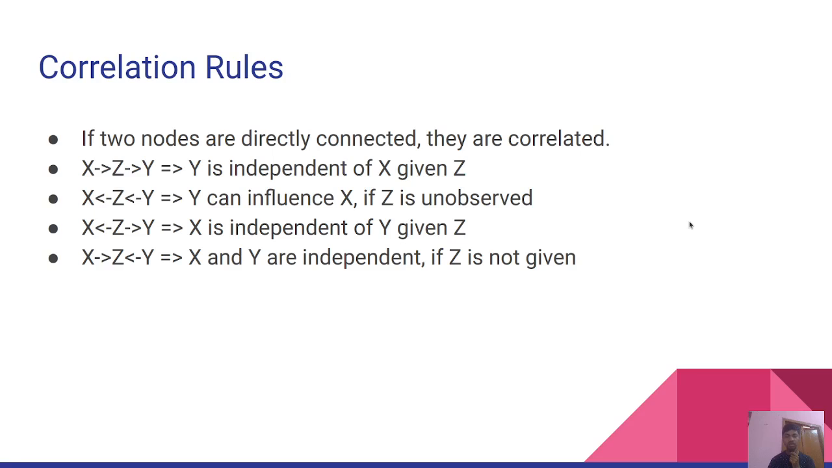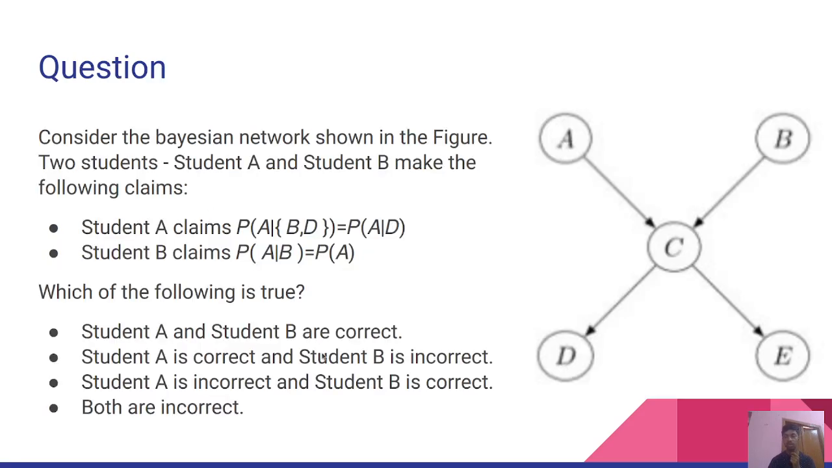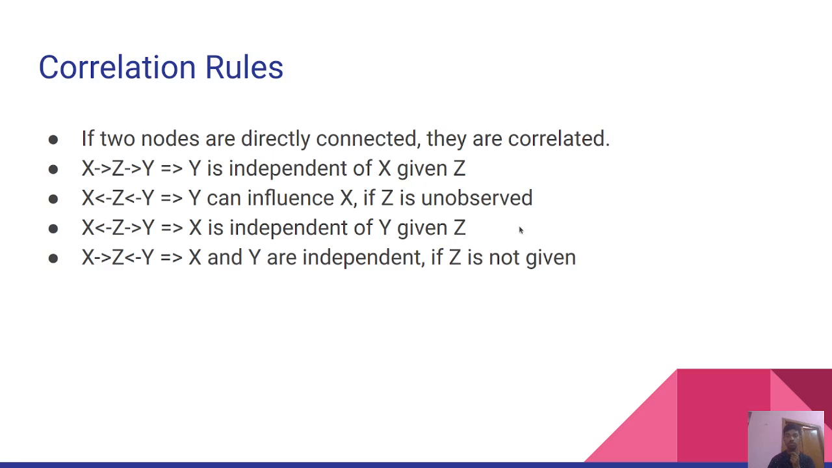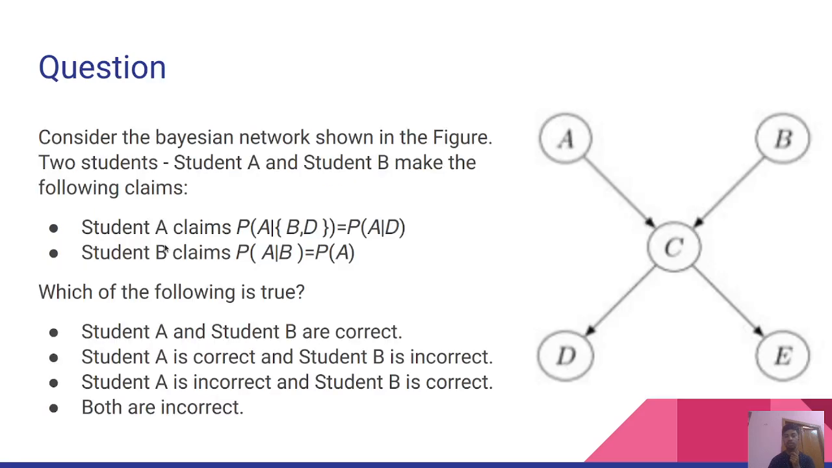Similarly, there is another rule, just in the opposite direction. Suppose there is an arrow from there to there. Again, in the same case, if this is known, then these two are independent. So these are the two rules. Another one is that if we have z as a parent and x and y as children. So here, we have C as a parent and D and E as children. In that case also, if this is known, then these two are independent.